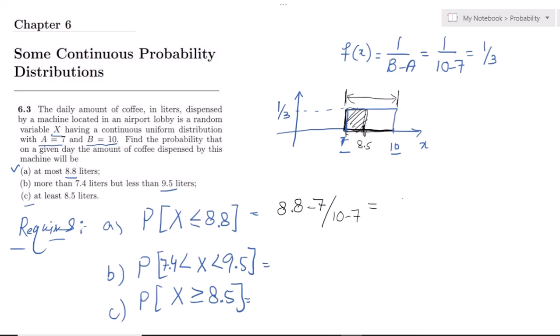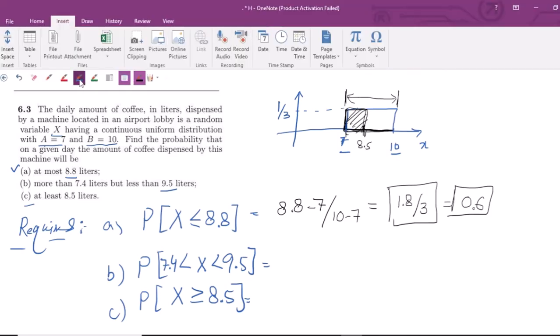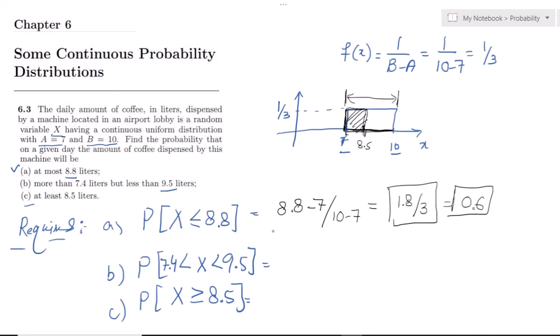So it would be 1.8 divided by 3. This is basically the answer of part A of my question, and this is 0.6. This is for part B, we have to use, let me use this green color.